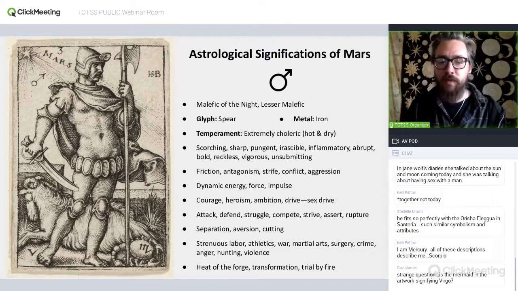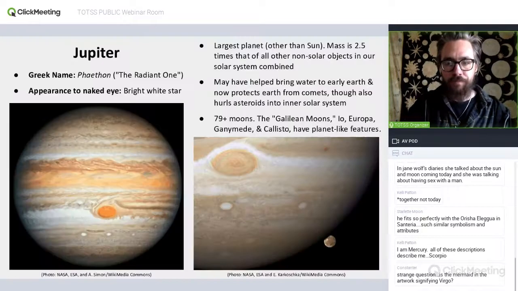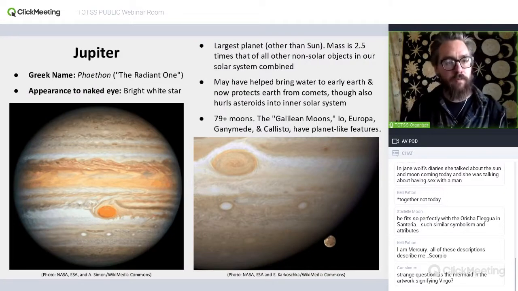Mars also rules the heat of the forge and transformation and trial by fire. So that's the kind of alchemical heat, alchemical processes where things are burned or reduced to ashes or melted down. You need a martial heat in order for any of those things to happen, for transformation to happen.